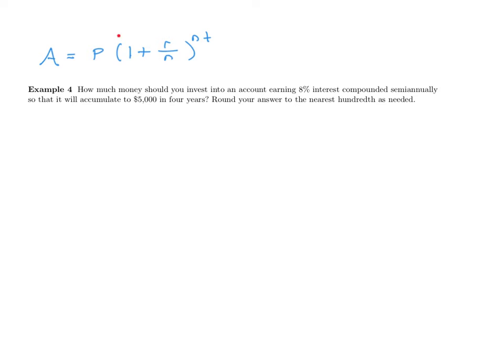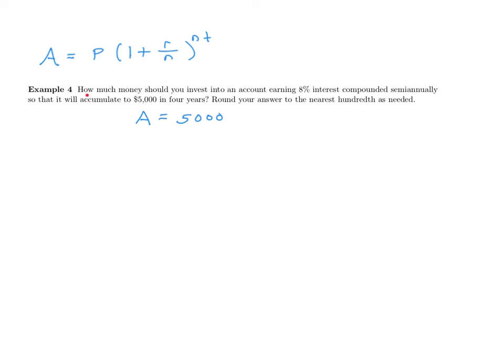Okay, so at the top, I've written the formula for compound interest. Example 4 says, how much money should you invest into an account that earns 8% interest compounded semi-annually so that it will accumulate to $5,000 in 4 years? Now, if you think about what we're looking for here, this $5,000 is not the principal. It's the amount that the balance will become after 4 years. That value is A, so A is equal to 5,000.